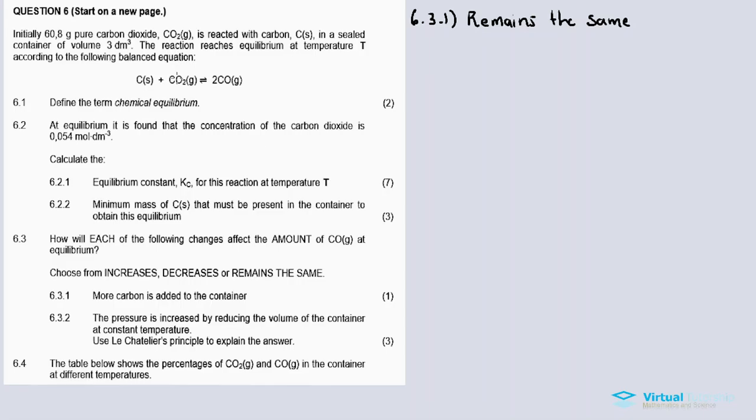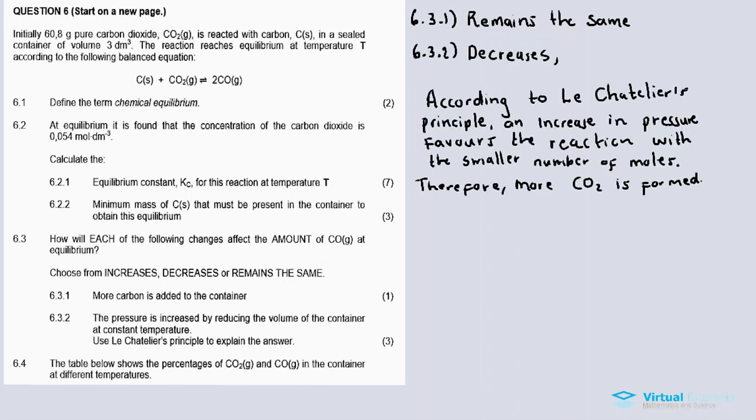So an increase in pressure will favor the reverse reaction. Thus, the concentration or the amount of carbon monoxide will decrease. So the answer here is a decrease. For 6.3.2, it decreases: according to Le Chatelier's principle, an increase in pressure favors the reaction with a smaller number of moles. Therefore, more carbon dioxide is formed, so the amount of carbon monoxide decreases.